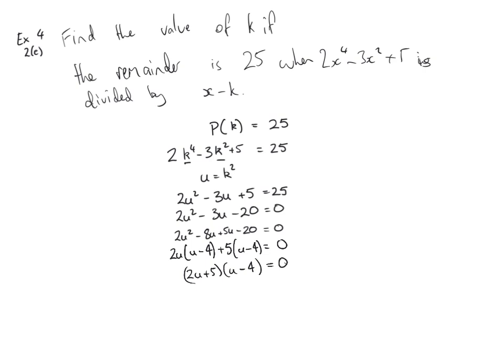But this wasn't about u's, was it? It was about the k term. So 2k squared plus 5, k squared minus 4 equals 0. This is the difference of two squares. This doesn't factorize any further.